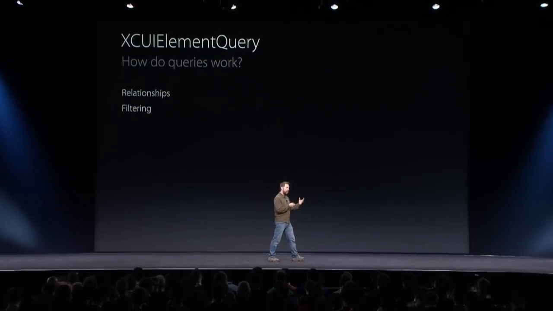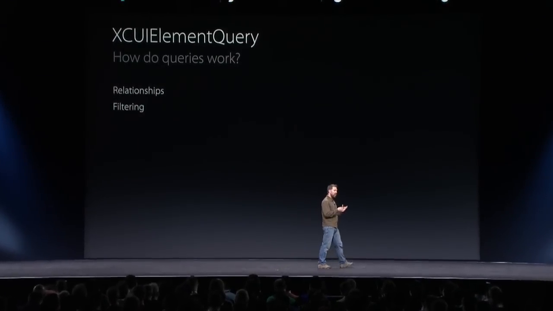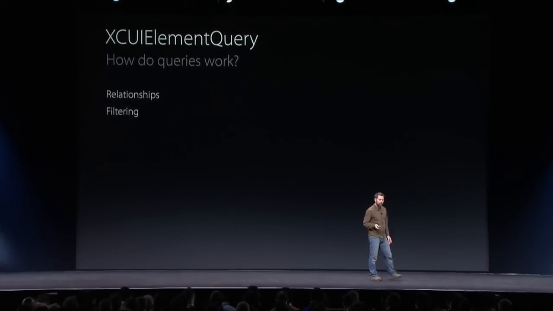So how do queries work? So I mentioned that element hierarchy. So the relationships in that hierarchy are one side of how queries work, and the other side is by filtering. So filtering is taking one set and reducing that set according to certain criteria.